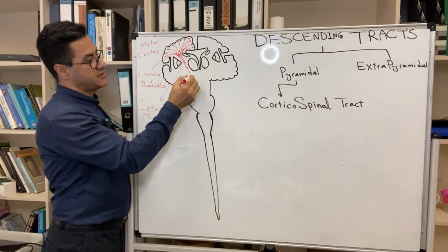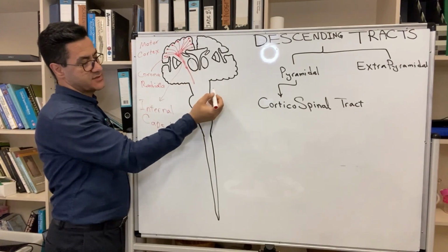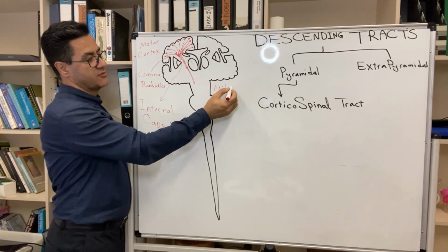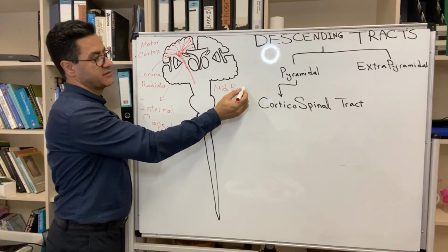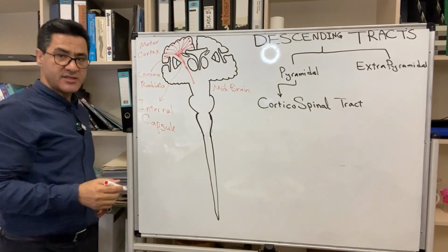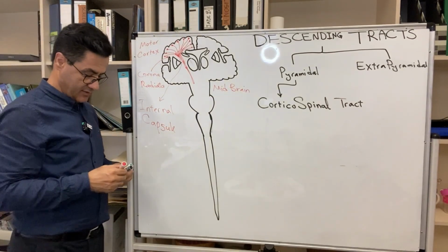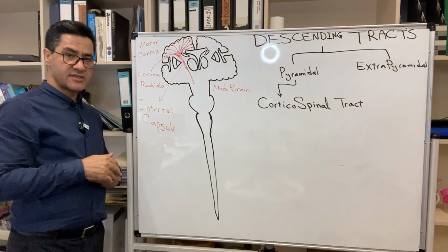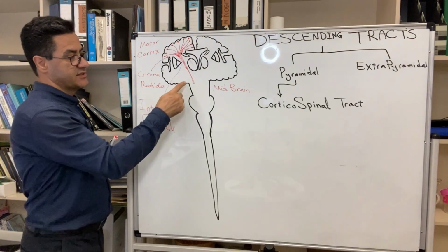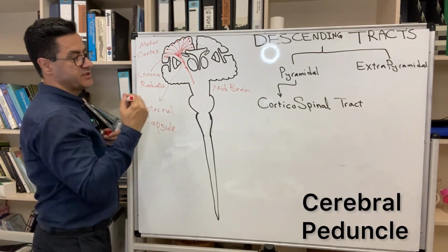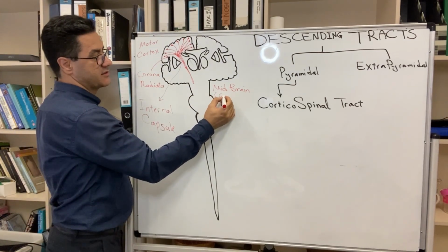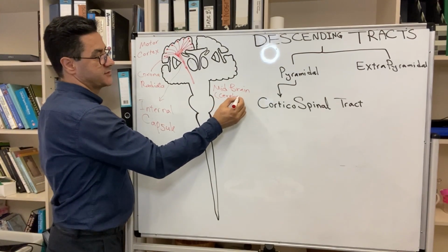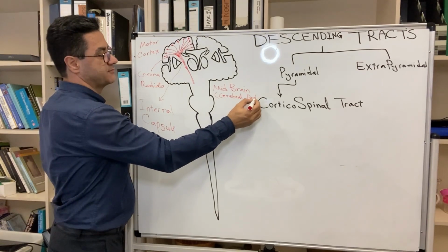Then it runs all the way down, passing through the midbrain. Which part of the midbrain? It crosses the front part of the midbrain. It is called the cerebral peduncle. Here is the cerebral peduncle of the midbrain.